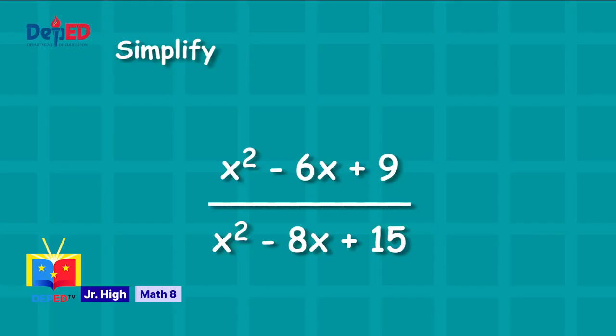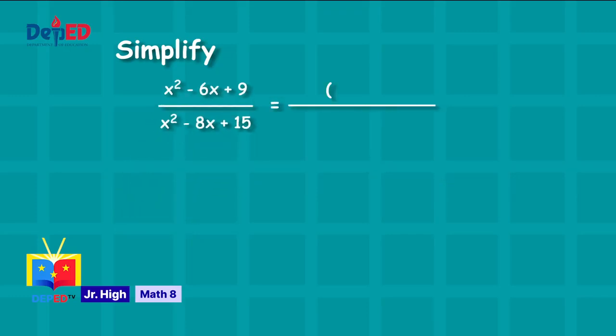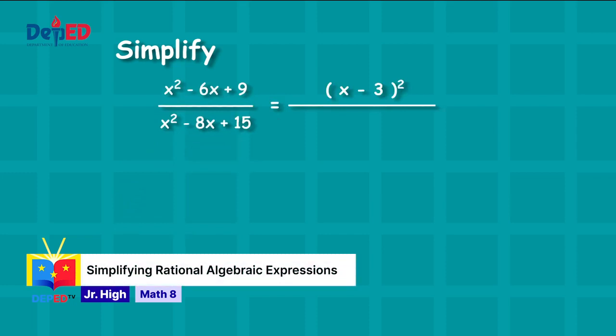What type of polynomial is in the numerator? Observe, the first and last terms are perfect squares of x and 3 respectively. Next, 2 times x times 3 is 6x, which is equal to the middle term. Hence, this is a perfect square trinomial. Since the middle term of the trinomial is negative, we write the factor as the square of x minus 3.